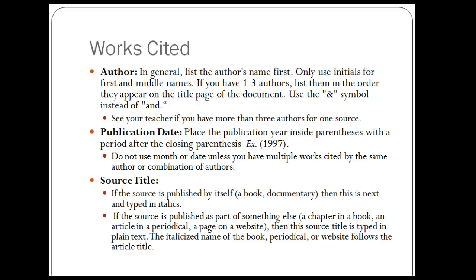Place the publication year inside parentheses with a period after the closing parenthesis. The example here is you have the year, with parentheses before and after, and the period comes after, indicating we've finished that part of the entry. Note, you typically don't use month or date unless you have multiple works cited by the same author or a combination of authors, or if that particular document was published more than once in that particular year.